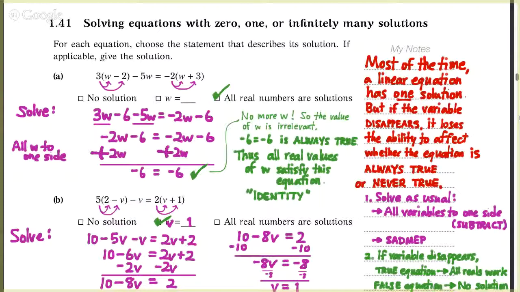Part B is a bit more of a usual conventional problem. Because we didn't have all of our variables disappear, we always could find v at every step of the game. And when we got down to the v being by itself, we got the unique solution. This linear equation, v is equal to 1.